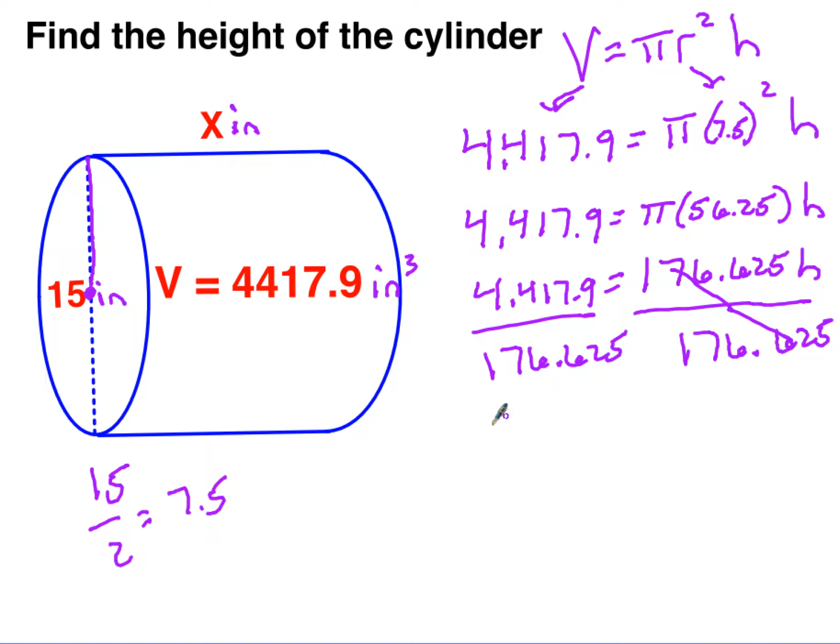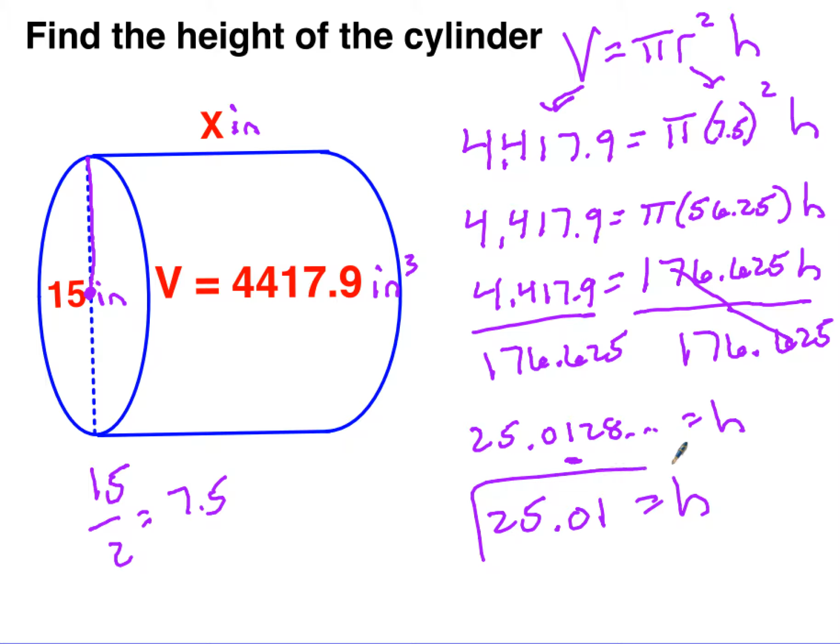When you divide, you'll get 25.0128, and it kind of keeps going, equals my height. I'm going to round this to the nearest hundredth, and that's going to give me 25.01, because this 2 makes this 1 just stay the same. It does not round up. And that is my height. And I'm done.